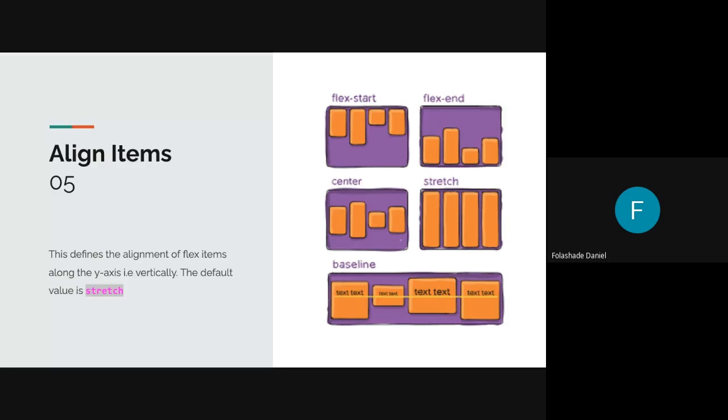For the flex start, as you know, you just put it at the start of the container. The flex end, you take it to the end of the container. The center, we position it at the center. Stretch, you make it stretch throughout the container. The default value I put here is stretch, which is what we have been seeing already. Then baseline. So I will show you how this works.